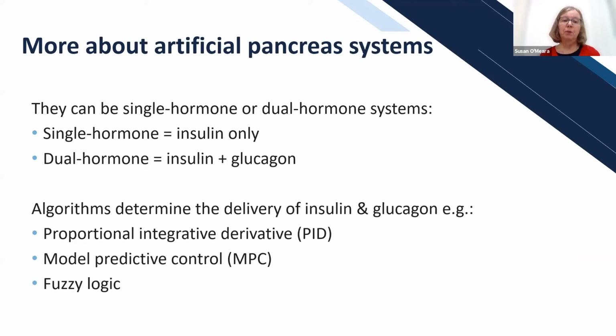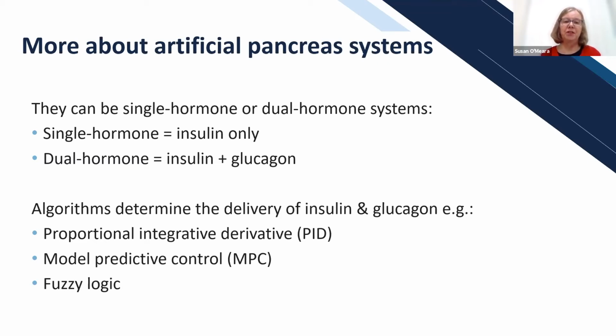So there's something called a proportional integrative derivative algorithm, or a PID algorithm. And this basically means that the device looks at the patient's blood glucose levels, and it compares that to what should be the normal range of blood glucose levels. And it also looks at the patient's history of the difference between their blood glucose and what's considered normal. And based on those data, it then comes up with a decision about what insulin to provide at any one time.